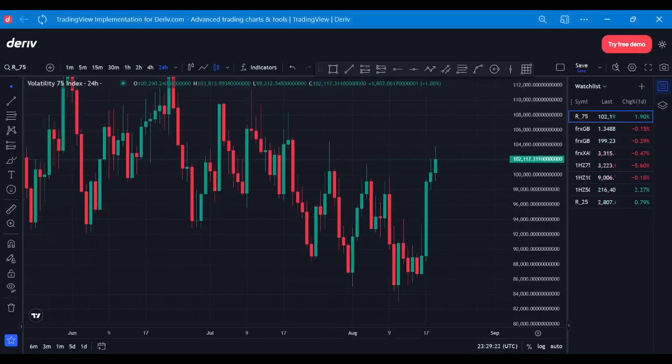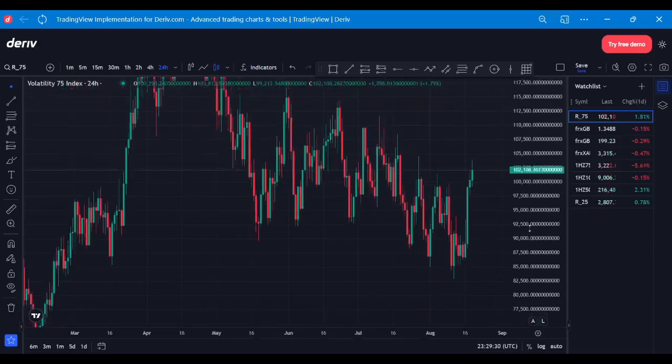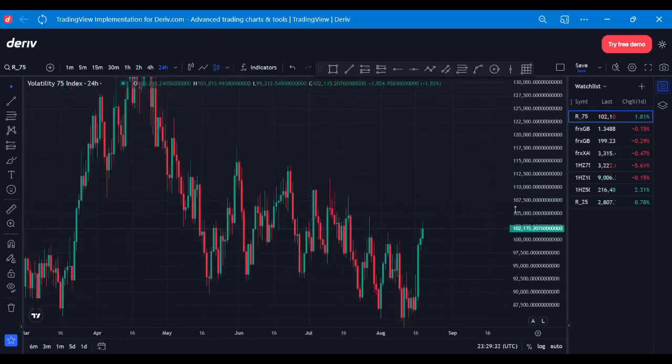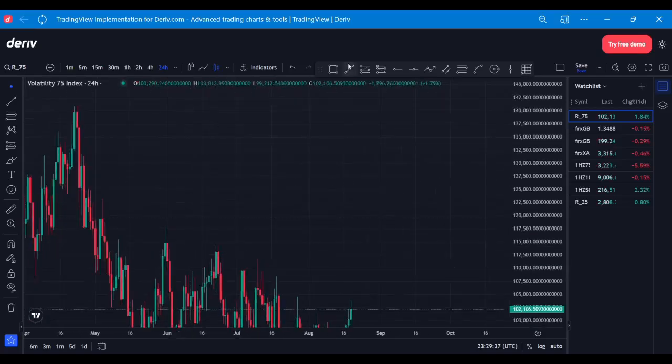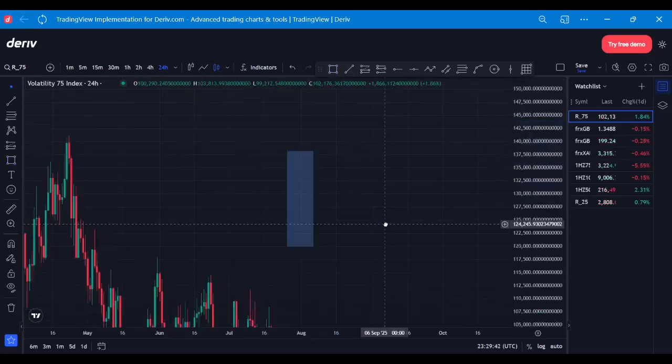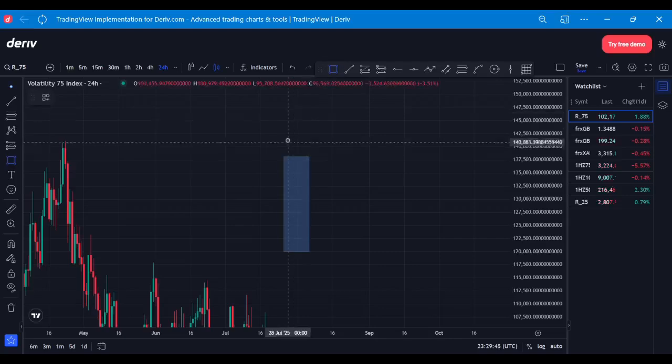Okay. Then we have wicks. Wicks tell us the highs, the height of where price reached. So let's say this is our candle, and this is a wick, and we have another wick here.